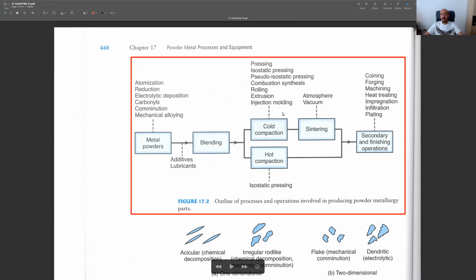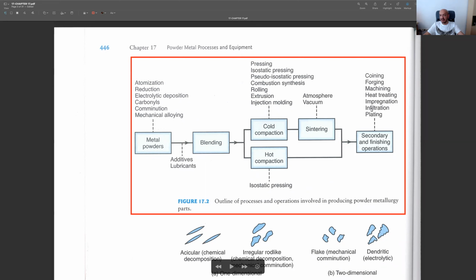And later we do compaction, and that can be done at room temperature or high temperatures, depending again on the application you're going to use your part. Later, if it's not done at hot temperatures, you need to do further sintering. And lastly, as we discussed, if you are not satisfied, you may go with some extra operations like coining, forging, machining, some extra heat treating, impregnation.